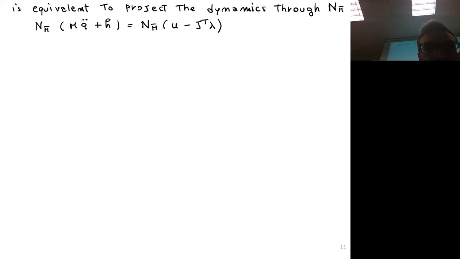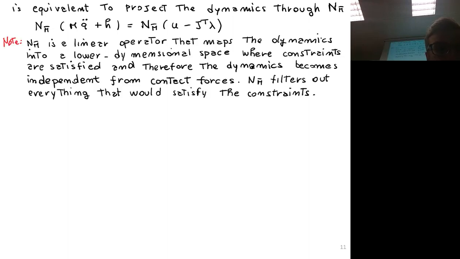And this is equivalent. So doing this, the previous derivation is equivalent to projecting the dynamics through this null space projector. And what is this null space projector? It is a linear operator that maps the dynamics into a lower dimensional space where the constraints are satisfied. And therefore, the dynamics becomes independent from the contact forces.